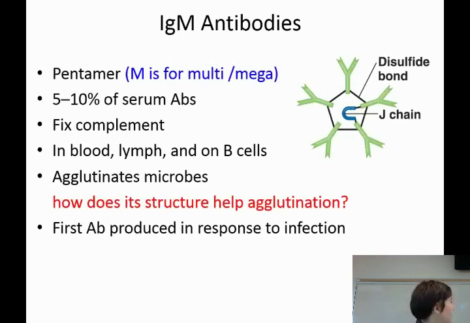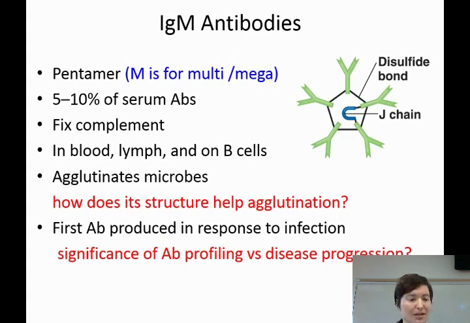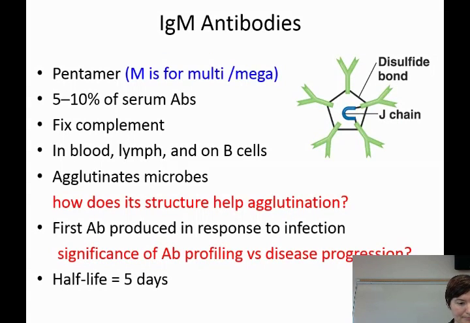It's typically, if you're responding to an infection, this is the first type of antibody you'll produce. Because you want to be aggressive in responding to this, right? So if you're looking at someone's profile of different kinds of antibodies, the levels of this versus other kinds can tell you whether or not you're early or late in your infection. It has a very short half-life, only 5 days.